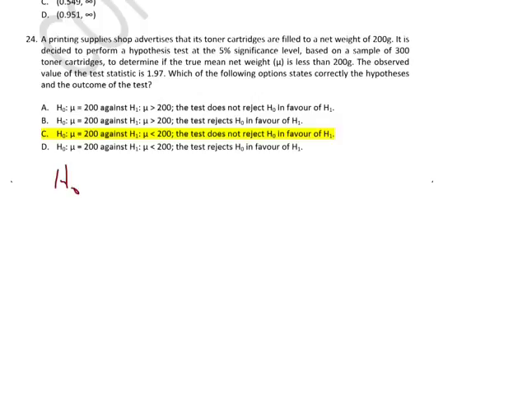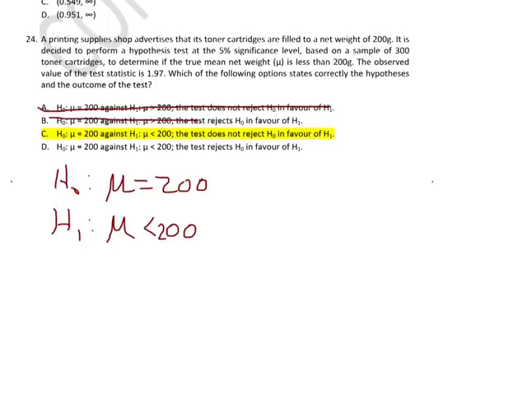And H0 is going to be that mu is equal to 200, because that's what they stated that the mean would be. And we're testing H1 that mu is going to be less than 200. So you can immediately wipe out answers A and B. So now we just needed to determine whether or not we were going to reject it.